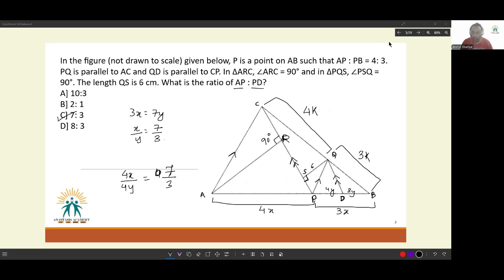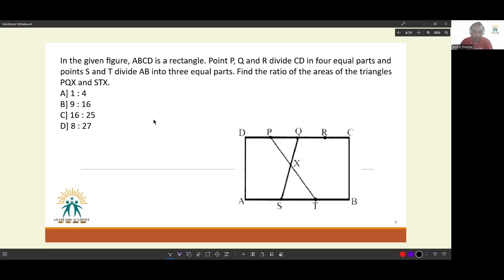Okay, next one now. In the given figure, ABCD is a rectangle. Points P, Q, and R divide CD into 4 equal parts. So this side BC is divided into 4 equal parts, and the points S and T divide AB into 3 equal parts. One side can be divided into 4 equal parts, the other into 3 equal parts. Here AS, ST, and TB are all 4.